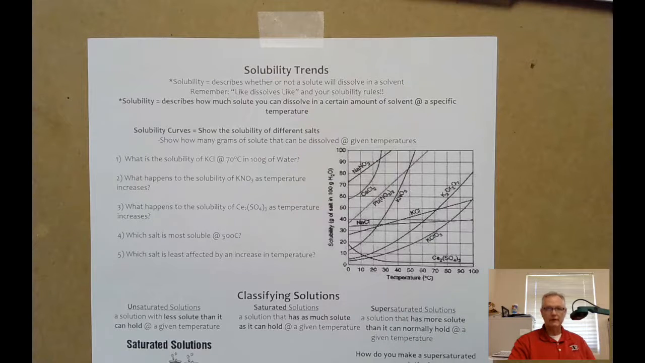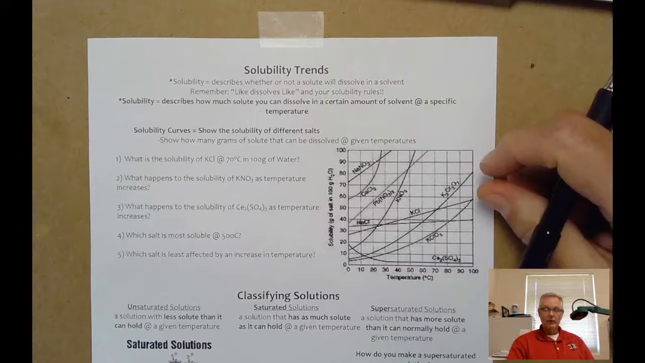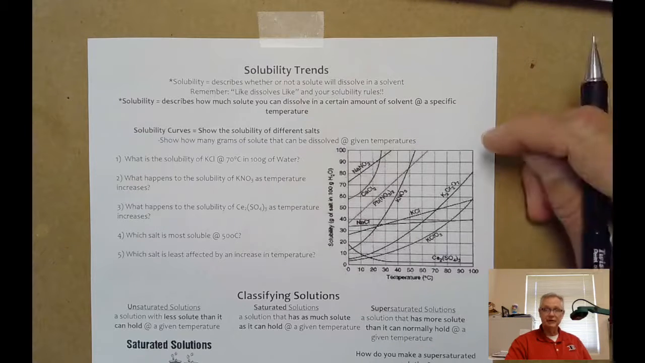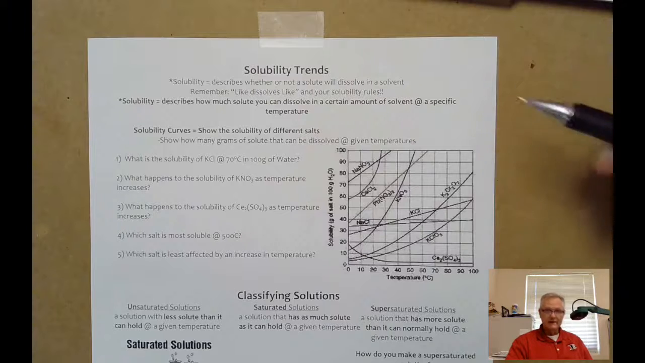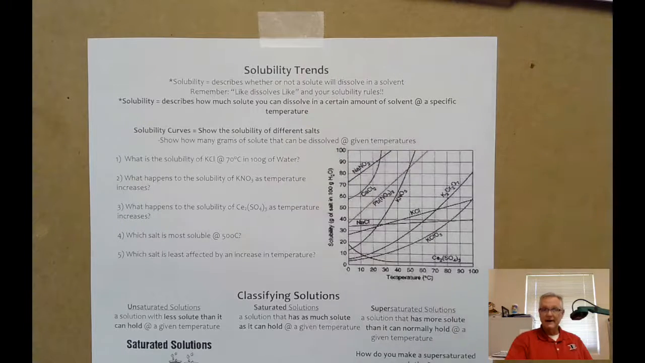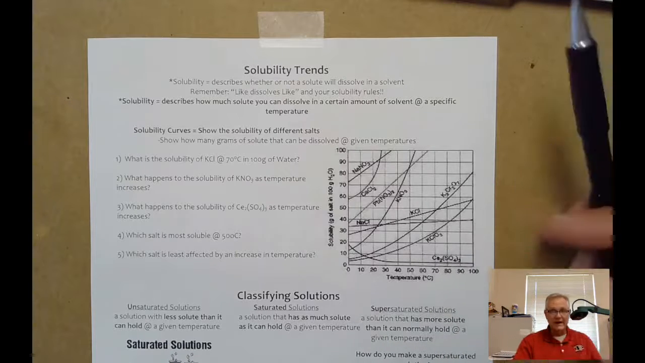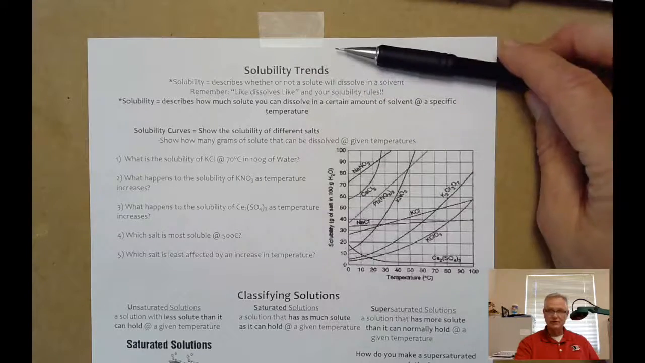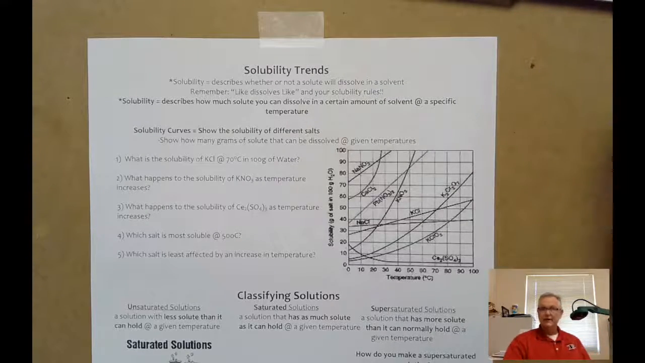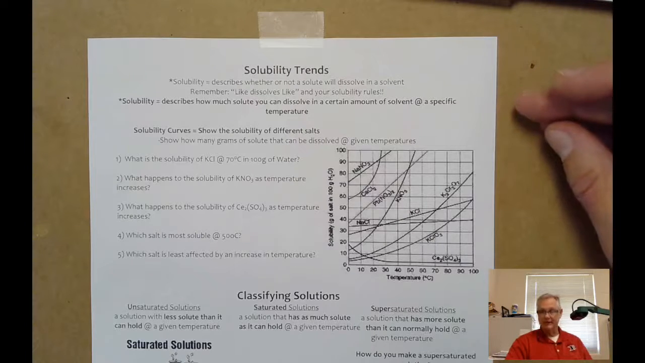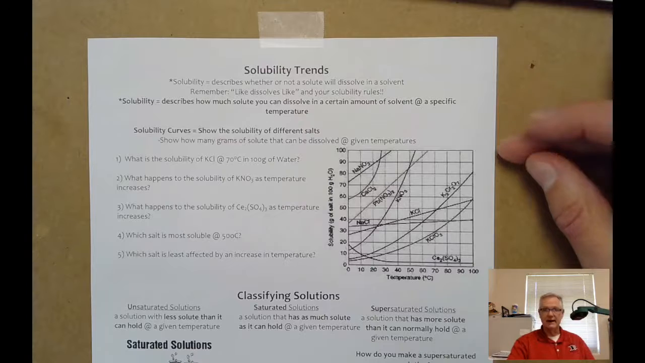Good morning, everyone. In today's class, we are going to be addressing solubility and how to read a solubility graph. As everyone can see, this is the second page of yesterday's notes talking about solutions. Let me just go ahead and set everything up. First of all, it says solubility trends. Solubility describes whether or not a solute will dissolve in a solvent, and that's what we talked about in yesterday's class.